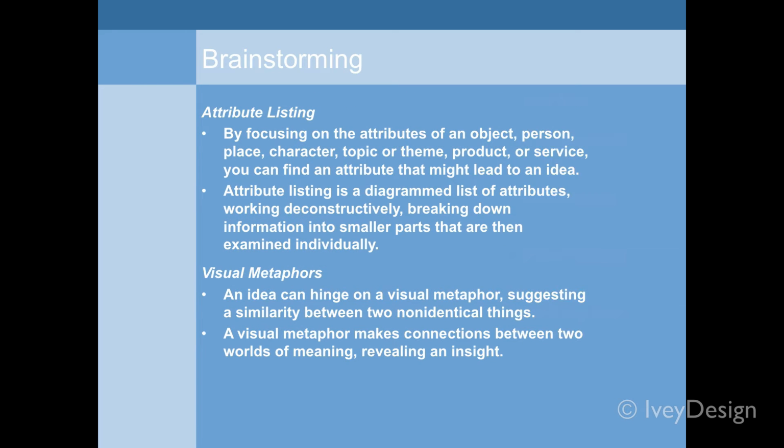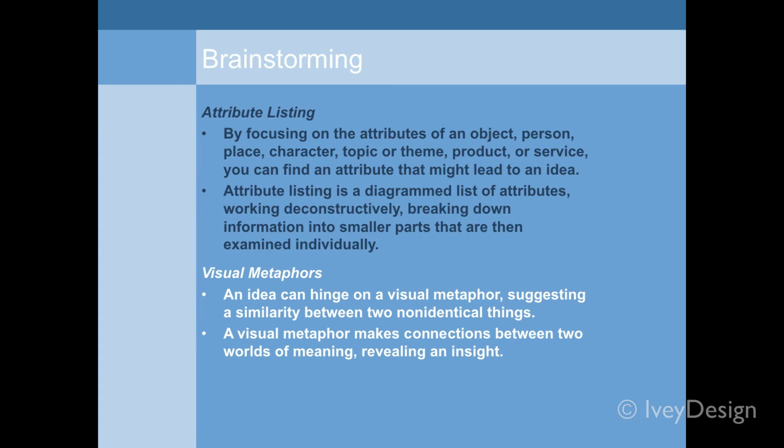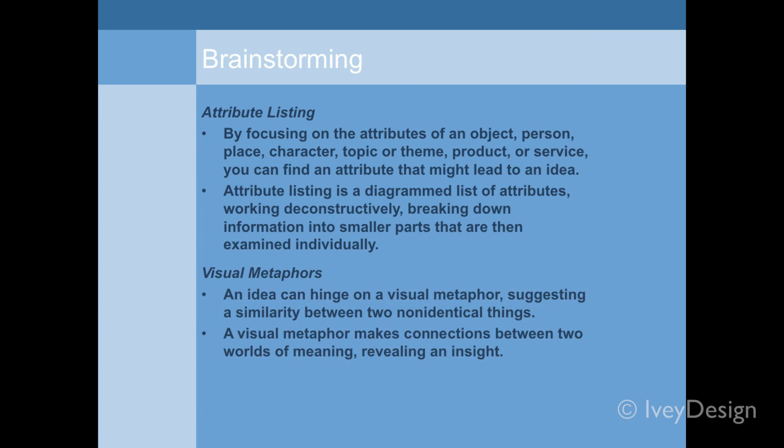To help facilitate brainstorming, you can break your group down into two different means of thinking: attribute listing and visual metaphors. Attribute listing is when you break down the attributes of an object, person, place, theme, or a topic. You're trying to list out all of the things that make up that one individual problem, breaking it into smaller bits and examining those small bits individually. Visual metaphors is when you try to take an idea and connect it with something else.